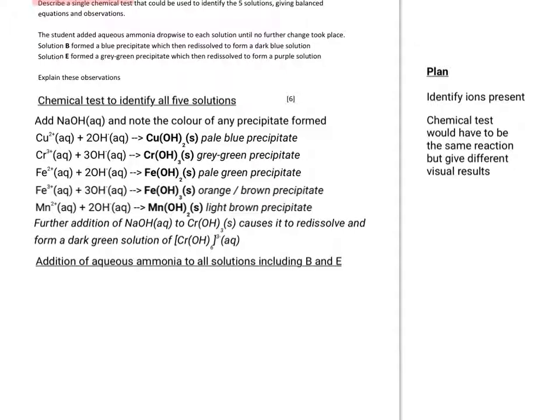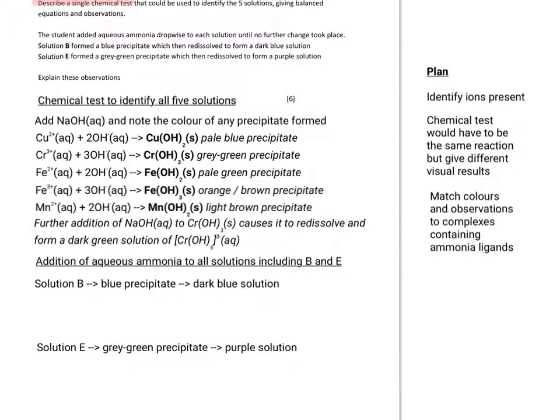So this time it says the student added aqueous ammonia dropwise to each solution until no further change took place. Solution B formed a blue precipitate which then redissolved to form a dark blue solution, and solution E formed a grey-green precipitate which then redissolved to form a purple solution. So in our plan, what we've got to think about now is a bit of recall. So we want a blue precipitate and a dark blue solution. If you structure your answer by literally just writing down what they've told you, you can then think about what would cause those colour changes or precipitations just by adding ammonia.